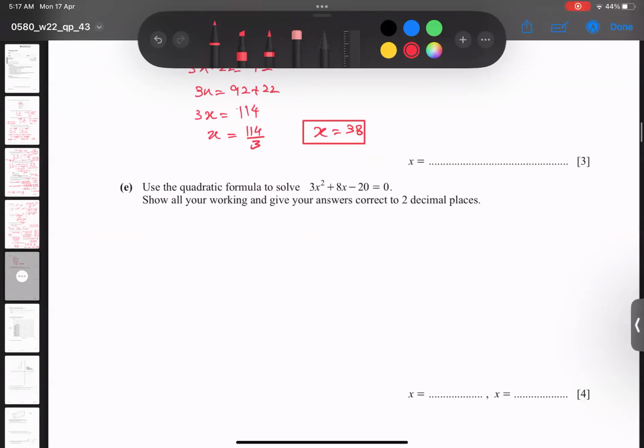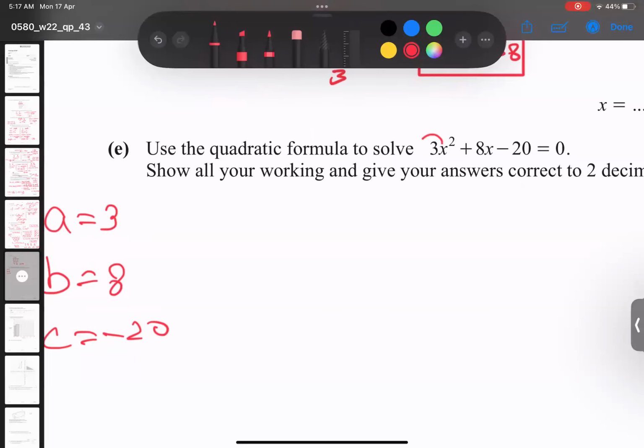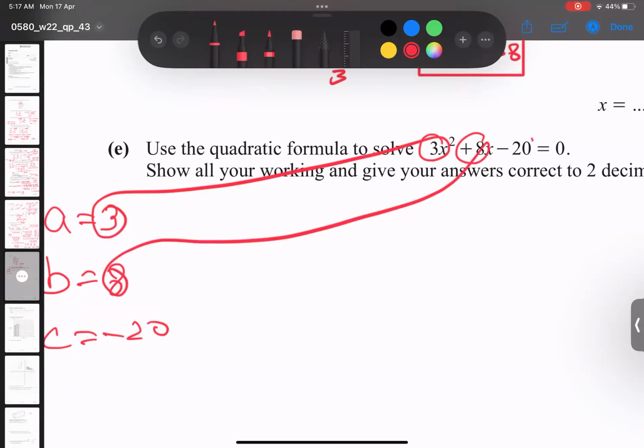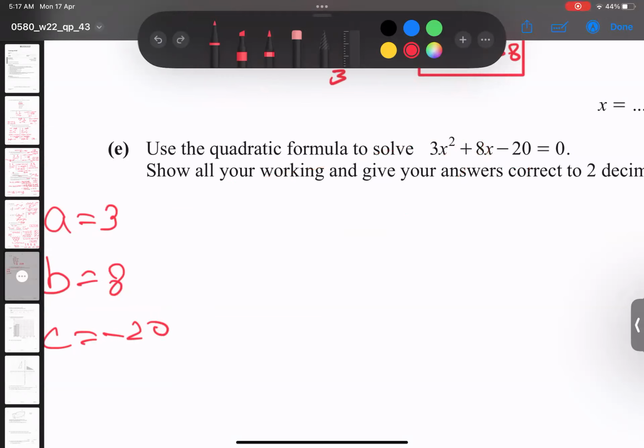Use the quadratic formula. What is the a value, students? So 3. b value, students? So 8. c value is minus 20. So I repeat, the x squared coefficient is always called a, the x coefficient is always called b, and the constant including the minus sign is called c. Whenever a negative comes here with 8, I will take negative 8. I hope you got the point.